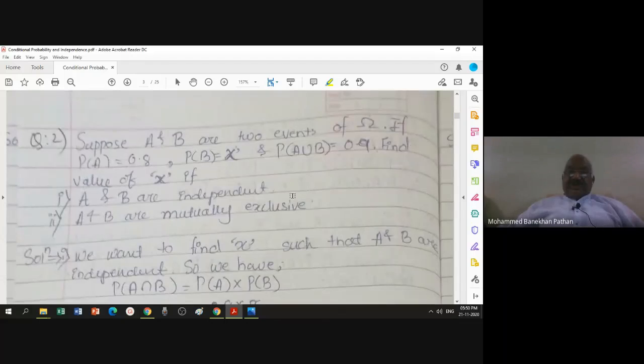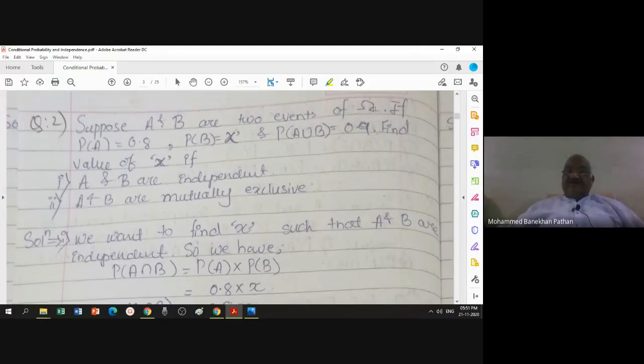Example number 2. Suppose A and B are two events of omega. If P of A is 0.8, P of B is X, any unknown number, probability of union is 0.9, find the value of X. In this question, we want to decide the unknown quantity X with some condition. First condition says, if A and B are independent, what will be the value of X? Second condition says, if A and B are mutually exclusive, what will be the value of X? By using this information, we'll try to decide probability of B.